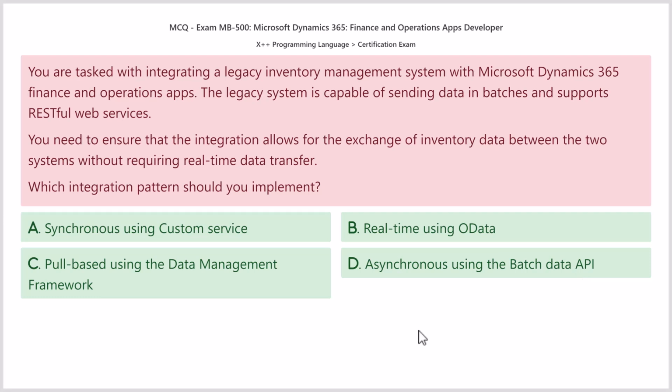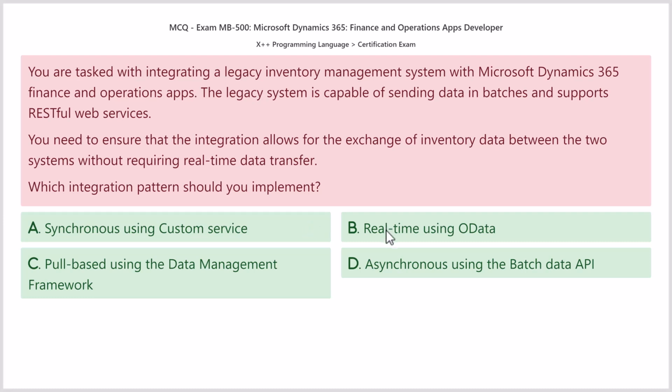Okay. Now I'll explain why the other options are not correct. Let me explain the first one, synchronous using the custom service. Synchronous is meant for real-time, request and response integration. And synchronous with a custom service implies that the legacy system waits for a response before continuing, so it is not suitable for batch processing. Also, it requires complex error and retry handling in case of failure. So for all these reasons, we will not select that option.